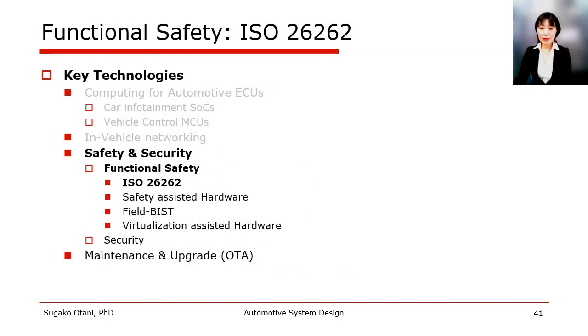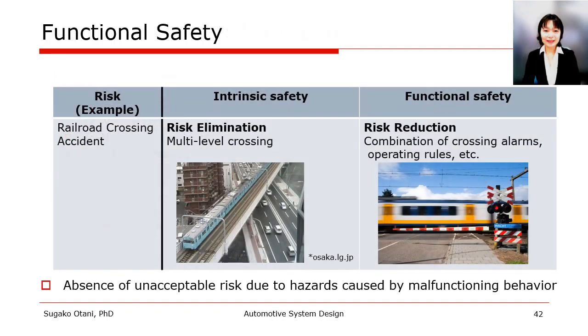Next, I will describe safety and security. Let's begin with functional safety. The word safe is defined as having no unacceptable risk. What is functional safety? Intrinsic safety is a method for ensuring safety by removing the causes of danger. Functional safety, on the other hand, is a method of reducing risks to an acceptable level to ensure safety.